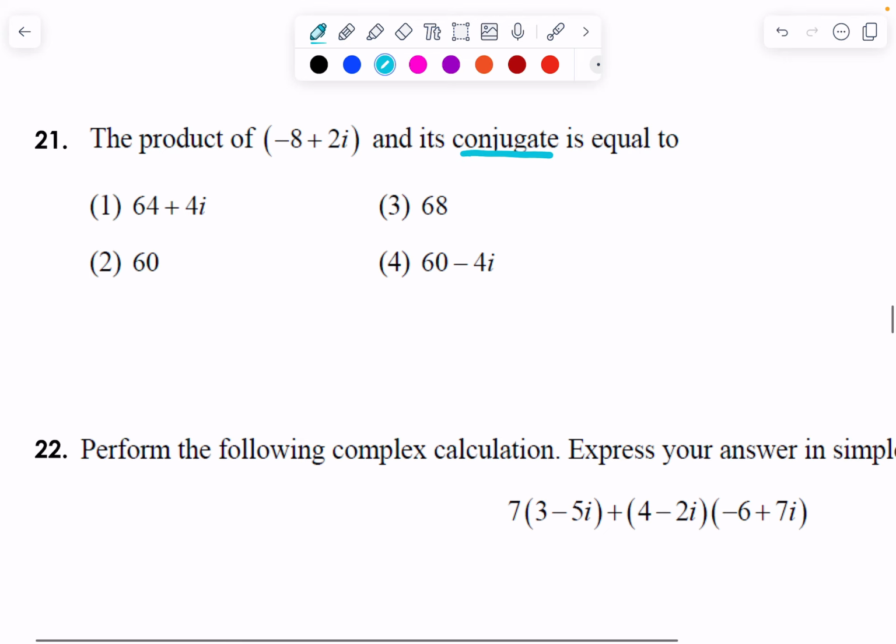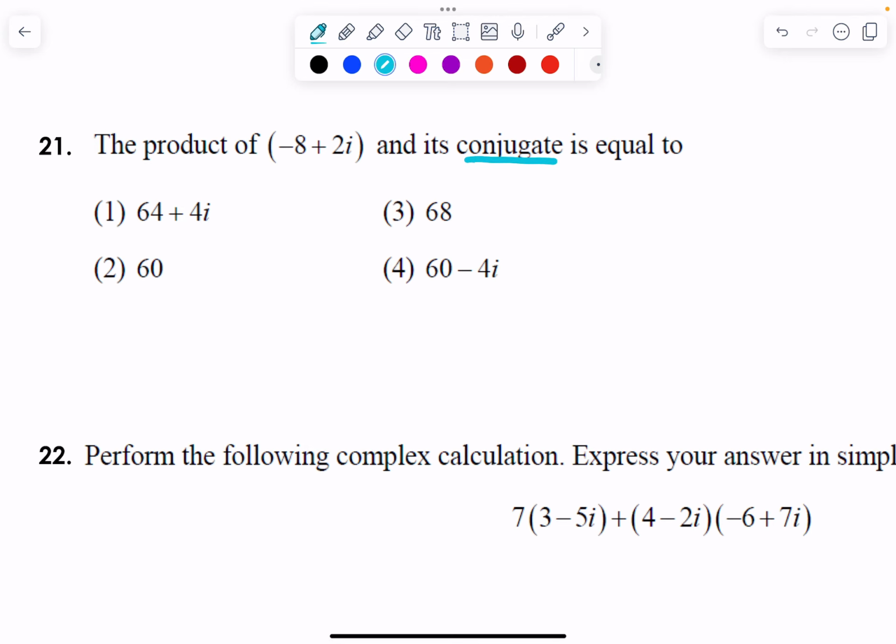Now, conjugate, if we think back to our factoring unit, we talked about conjugate pairs. So conjugate, remember, is its twin, but with a different sign. So think about like Dottie. Dottie had twins. Dot's problems gives us those twins, but one with a plus, one with a minus. So if we are originally working with -8 plus 2i, then its conjugate is -8 minus 2i.